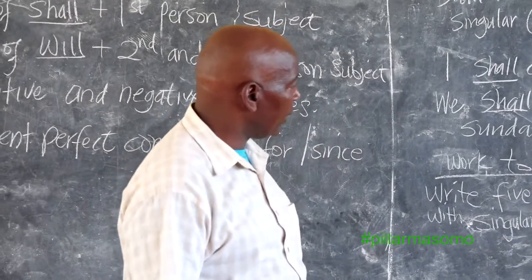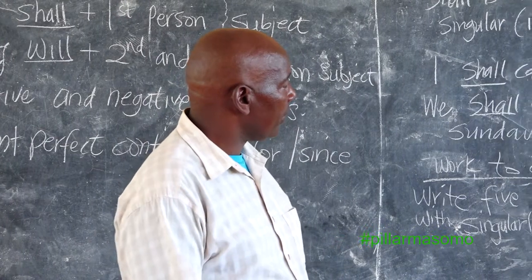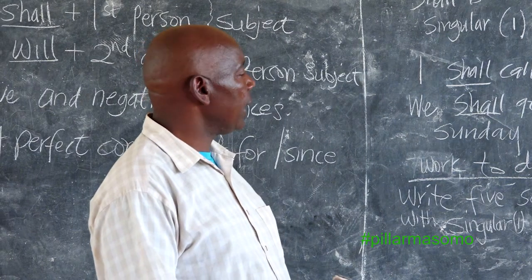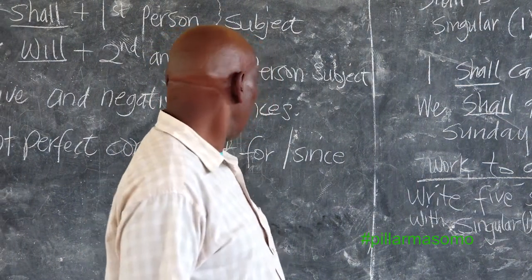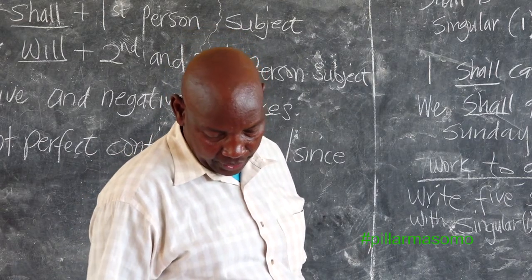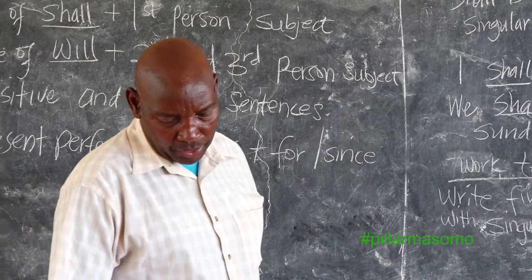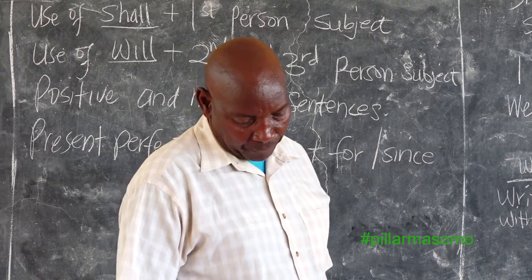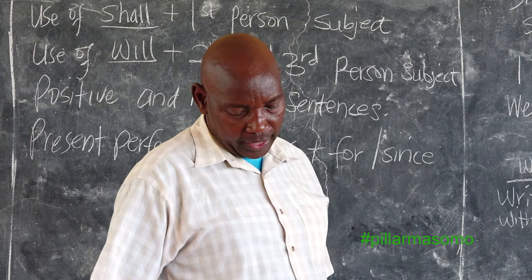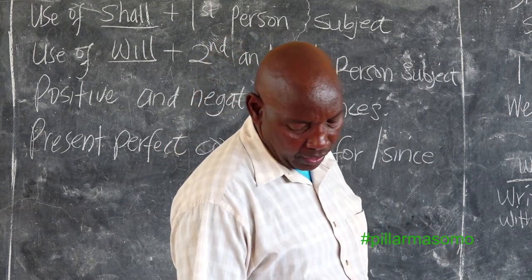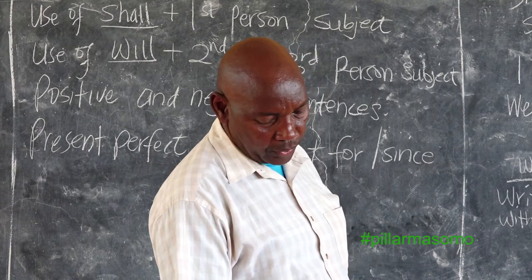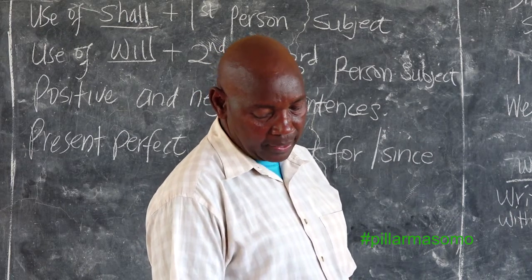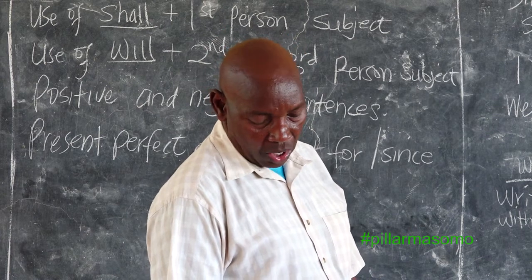Now, we can also see another area of that person subject, he, she, and they. I want to look at those areas. We use will with the second person, you, and that person, he, she, and they. We can also say, she will send Mutiso an SMS this evening.